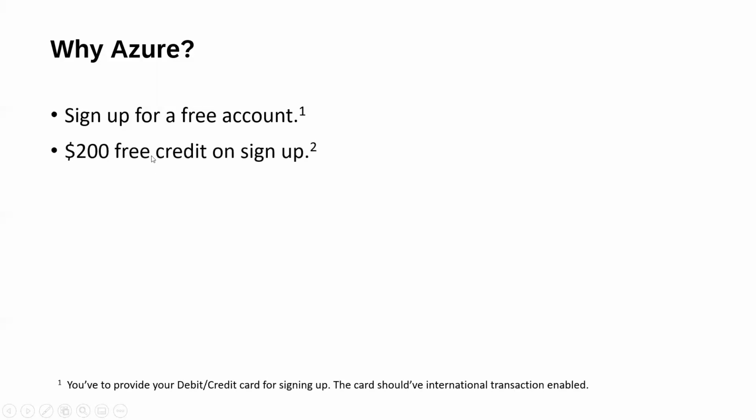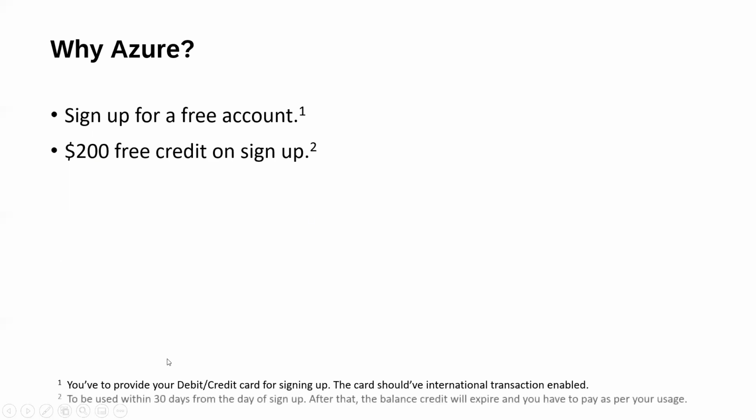Second, $200 free credit on sign up. So you get $200 of free credit. Credit means when you create your free account, you get this credit in your account. So you can utilize this credit by creating your VMs, different types of VMs, and different services. You can use this credit to set up your lab on the Azure cloud.